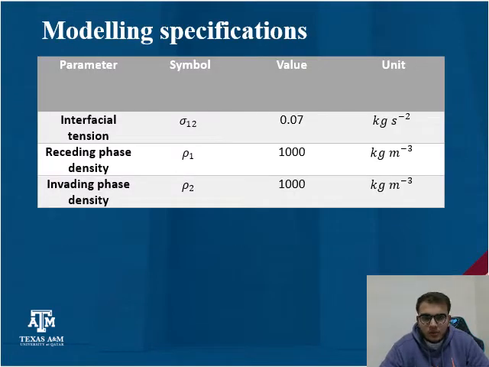So, as stated previously, we used the OpenFOAM software to do the simulations. Now, with the OpenFOAM software, we used contact angles from 0 to 180 using 20-degree increments. And there are certain parameters that you need to input into the OpenFOAM software to do the simulations, which are the interfacial tension, the receding phase density, and the invading phase density. These values with their units are illustrated in the table above.